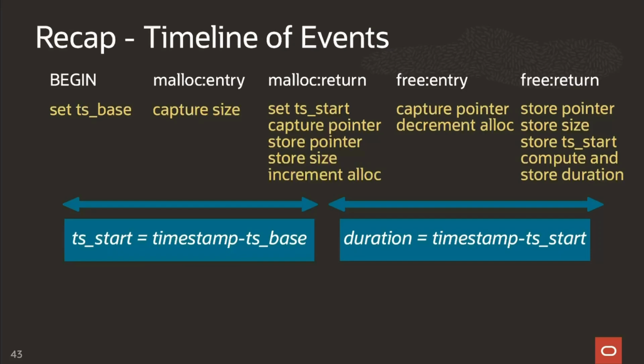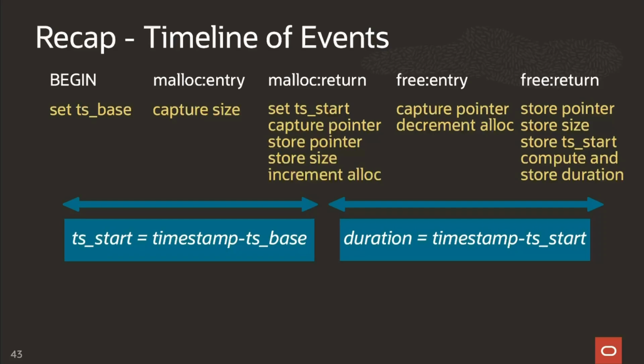A lot of things have happened in this example, and I thought it may be useful to have a timeline of the events. We literally start in the begin probe by setting the base time for the timers. Then whenever the malloc entry probe fires, we capture the size. When we get to the return, we start the timer because that's when the malloc is completed. We capture the pointer, we store it, and we store the size as well.